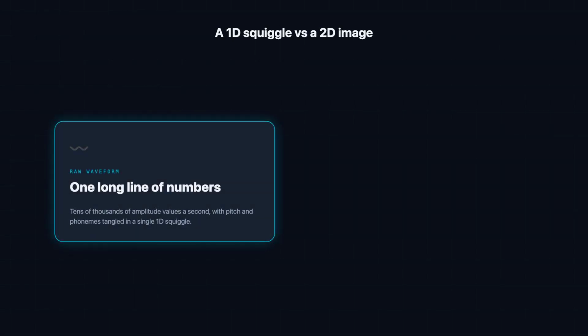Now here's the shift that makes this so useful, side by side. The raw waveform is a single long line of amplitude values, tens of thousands of them every second. All the meaningful structure, the pitches, the phonemes, the melody, is tangled up together in that one-dimensional squiggle, and pulling it apart is genuinely hard, which is what makes the waveform awkward to feed a network directly.